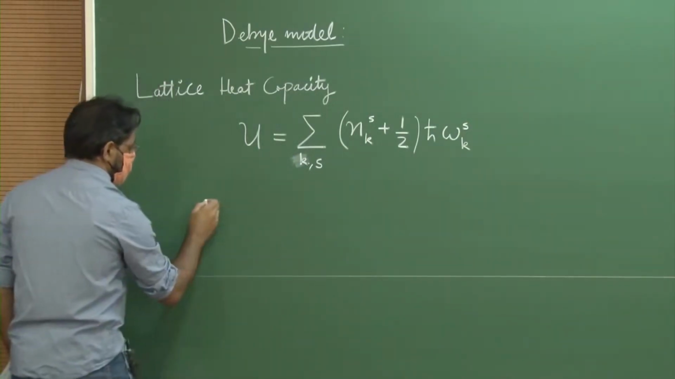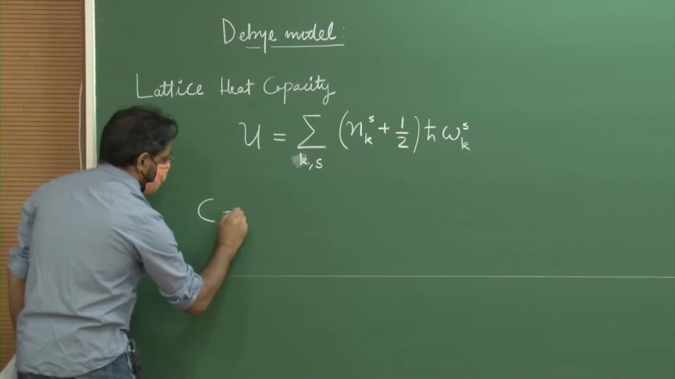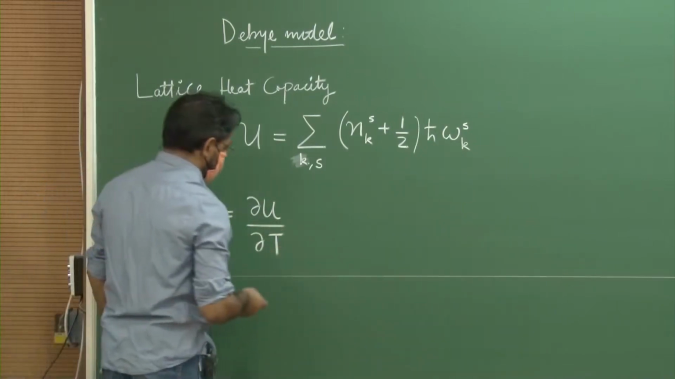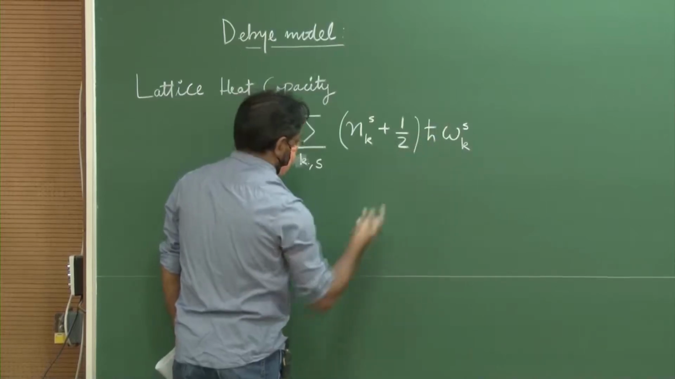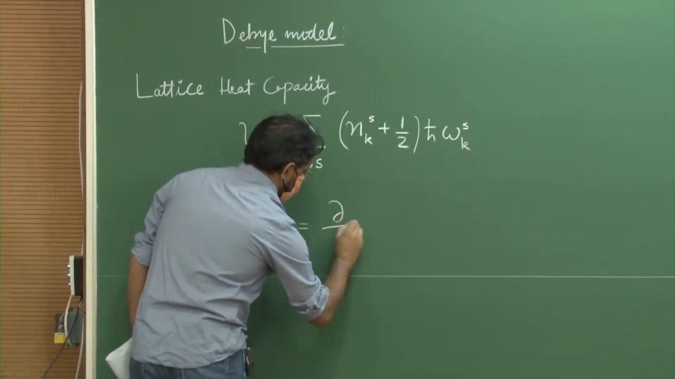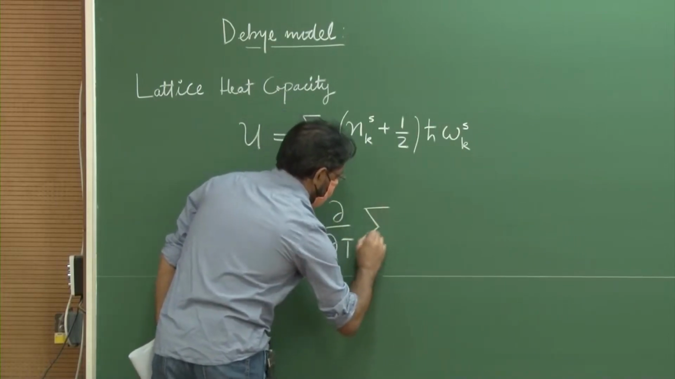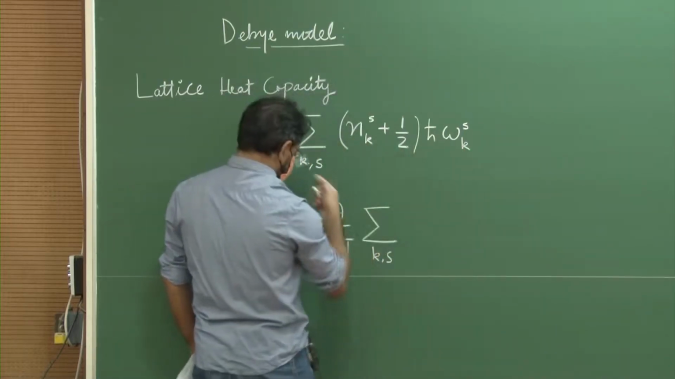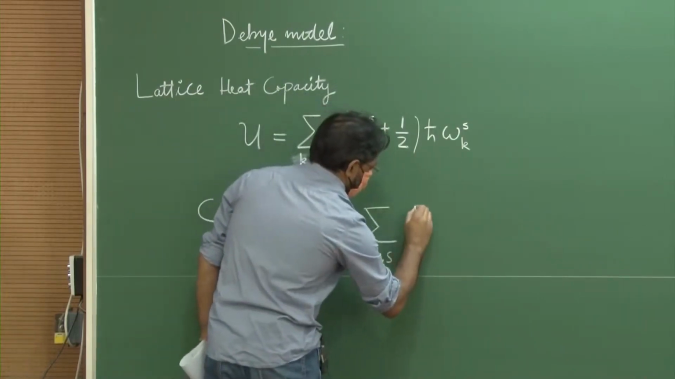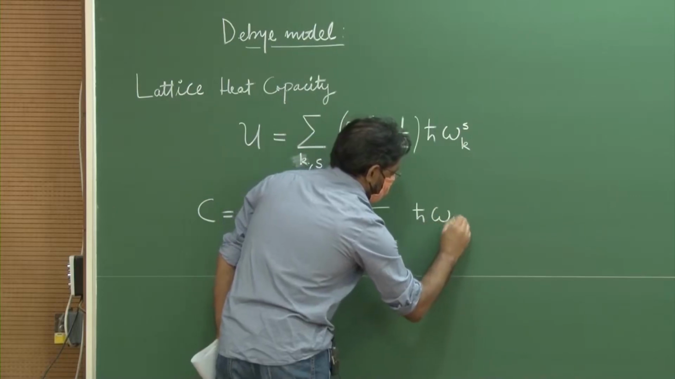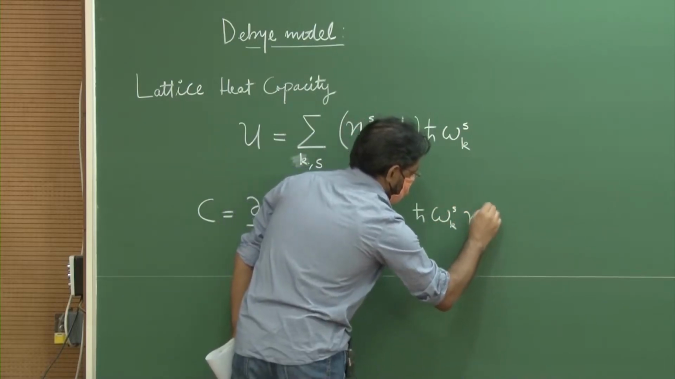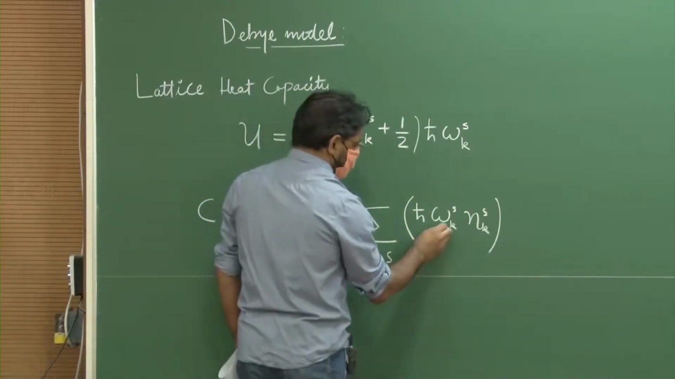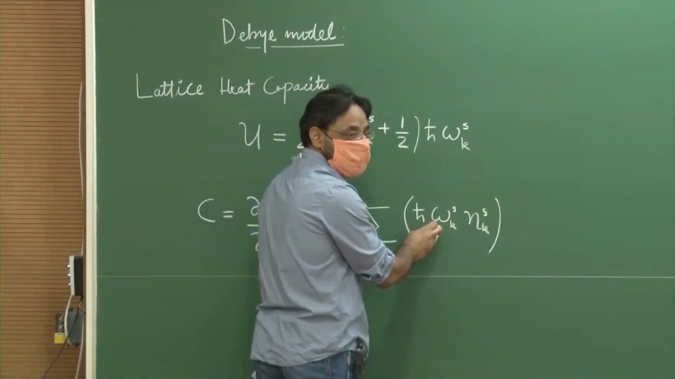And the heat capacity C is nothing but the temperature derivative of U. That is it. So the problem is as simple as this, and this term disappears. So basically what you remain with is just this del T of summation over k, s, and then just the product of these three. H bar can also come out, but I'll just keep it here. So you have h bar omega_{k,s} n_{k,s}. That's it.